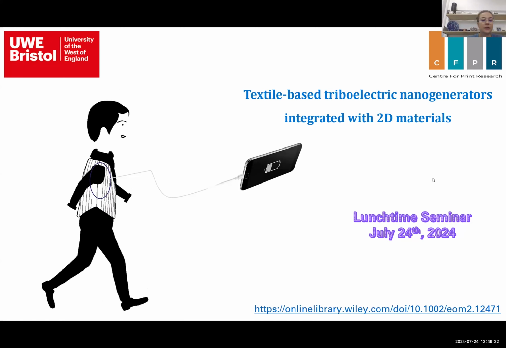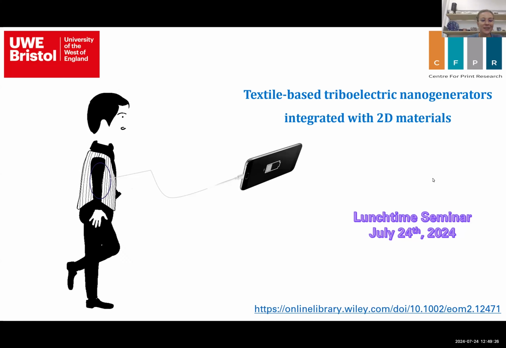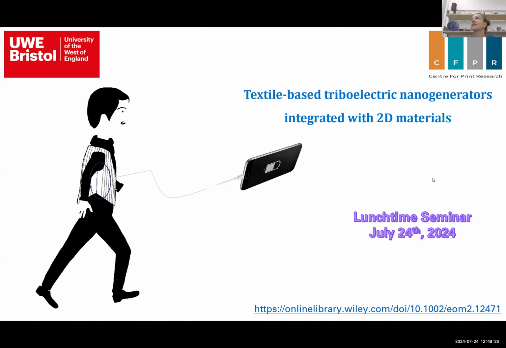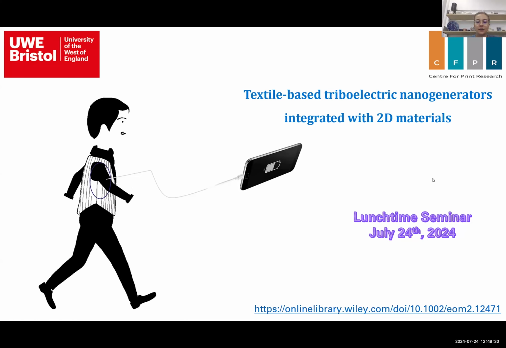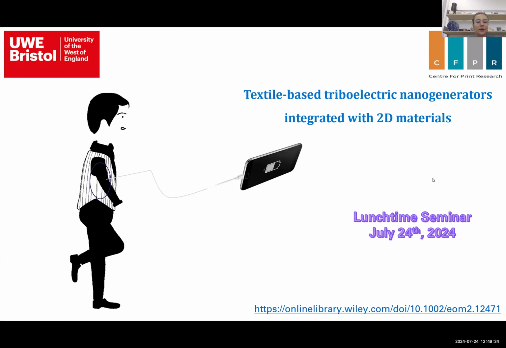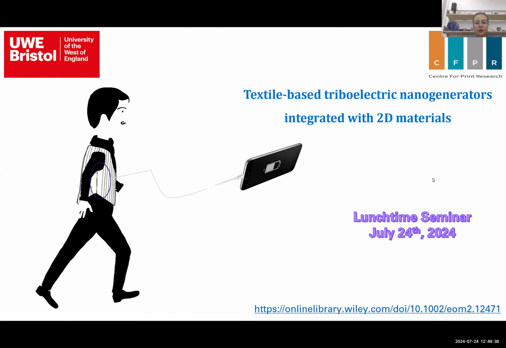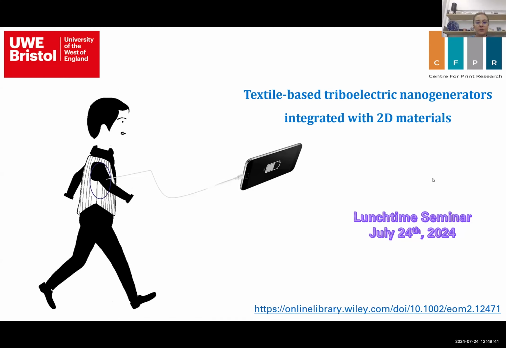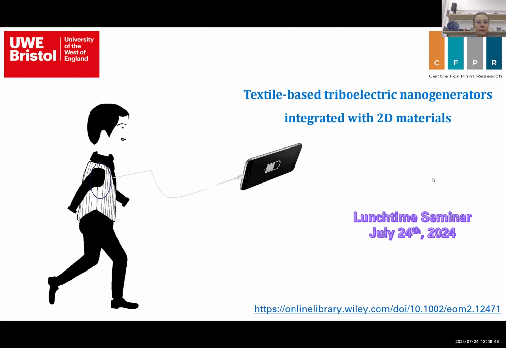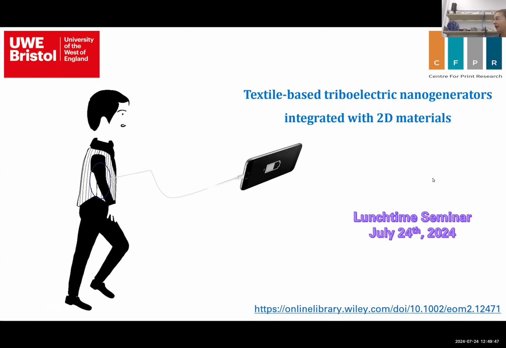Today we are hosting Iftikhar Ali, who is our PhD researcher here in CFPR. Ali started in 2022, and his research topic is 2D materials-based energy harvesting textiles. Today he will share with us some exciting findings from his project, which was also published in EcoMat Wiley. And I'll hand over to Ali.